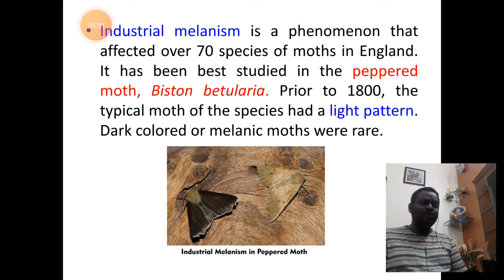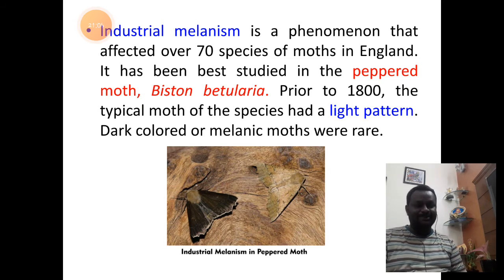The peppered moth used to feed on lichens on tree trunks. The other species of Biston, that is peppered moth, were dark colored or melanic moths, and those particular moths were very few in number. We can see the two species of moth, one with light color, the other with dark color, down in the slide here.